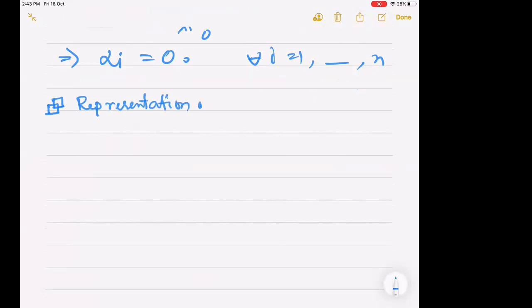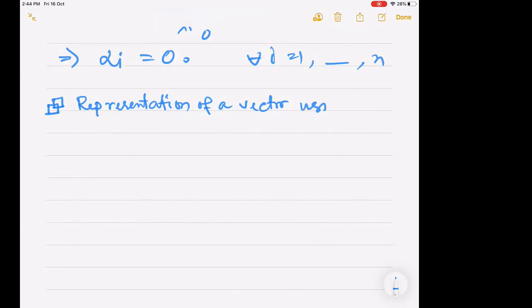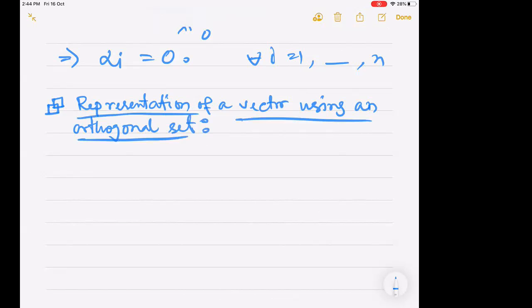Representation of a vector using an orthogonal set. Remember, orthogonal automatically means they're linearly independent, as we have just seen.